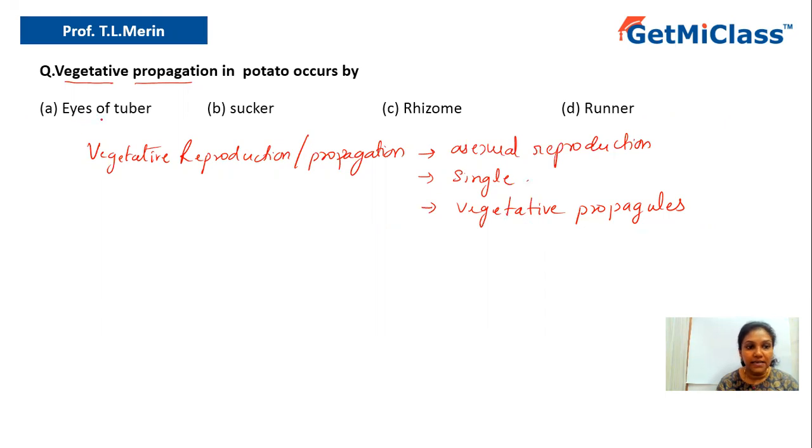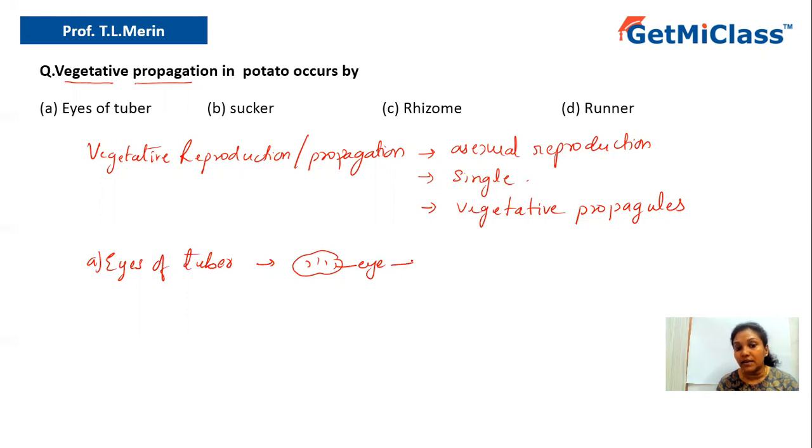So option A says eyes of tuber. What do you understand by eyes of tuber? So let us write eyes of tuber. Tuber is nothing but a modified stem which occurs underground, and in case of potato, potato is one of the very good examples where you can see tuber. And suppose this is potato. On potato, you can see tiny notches like this. These are nothing but the eyes of the potato.